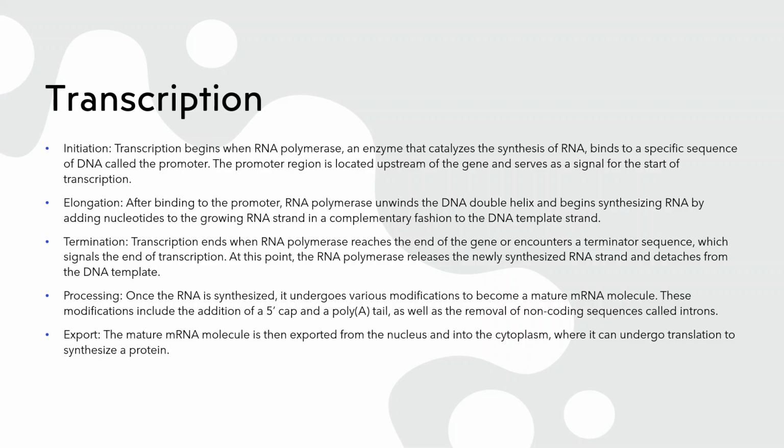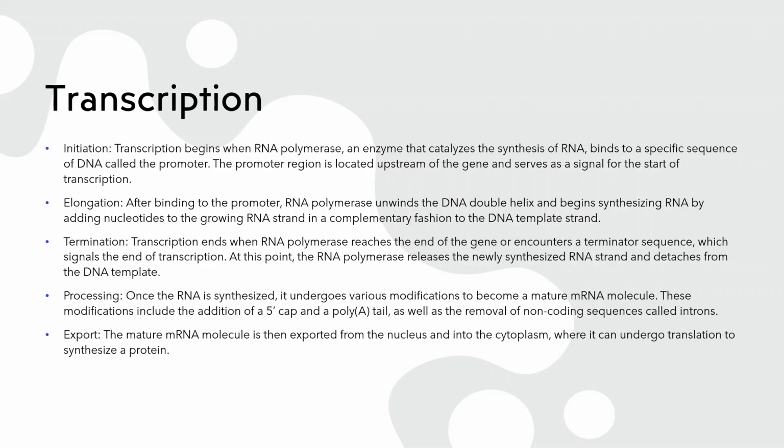We then move into elongation. After binding to the promoter, RNA polymerase unwinds the DNA double helix and begins synthesizing RNA by adding nucleotides to the growing RNA strand in a complementary fashion to the DNA template strand.